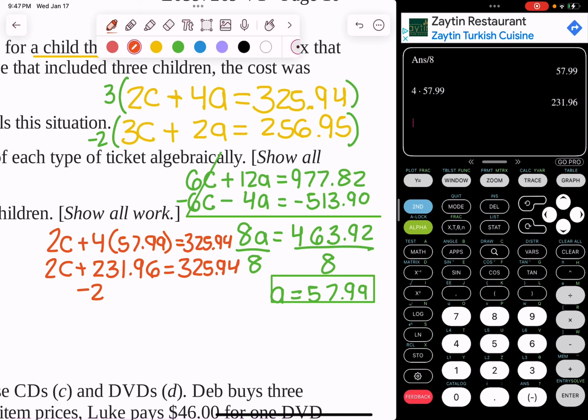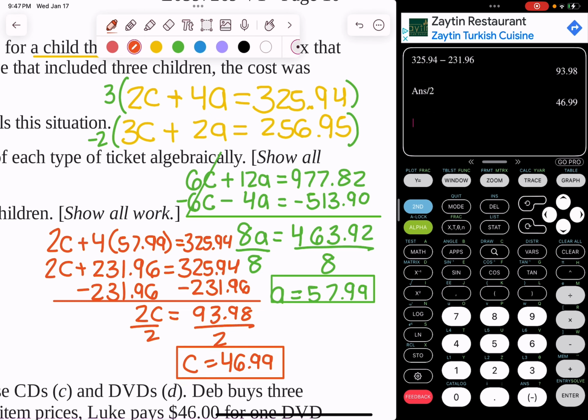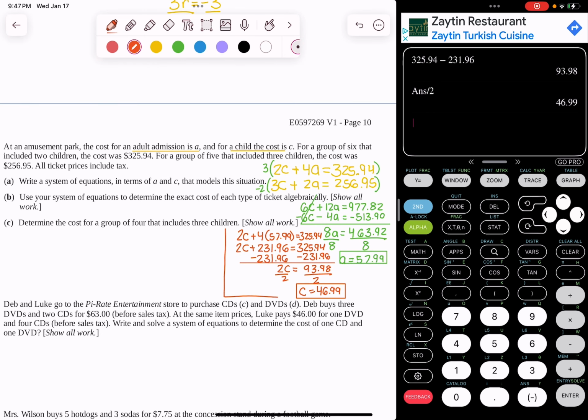Now I'm going to subtract this. This will leave me with 2c equals 325.94 minus 231.96. That's $93.98. Divide by 2. C equals $46.99. All right, I finally got my 2 prices. That was all for question B.